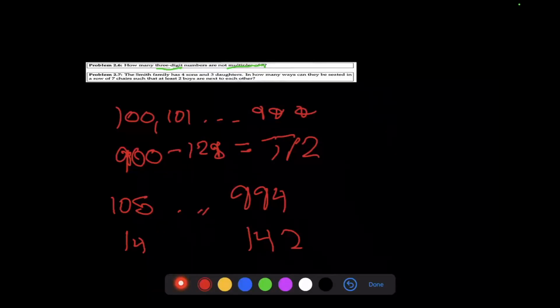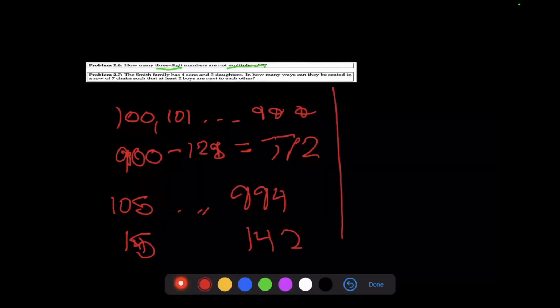I forgot that this was 15. That's why. Now, the Smith family has 4 sons and 3 daughters. How many ways can they be seated in a row of 7 chairs, such that there are at least 2 boys next to each other?